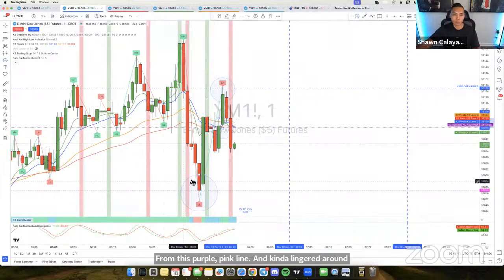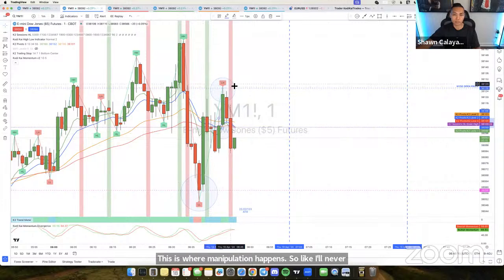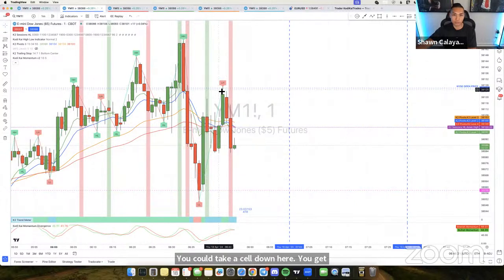This is where manipulation happens. So I'll never take a trade that's touching any of these lines here, because you guys can see how you can get faked out. You can take a sell down here, you get faked out, it swings right back up. You take another trade right here, a buy because you think price is pushing up, and it rejects directly off the opening price. This all comes from experience.